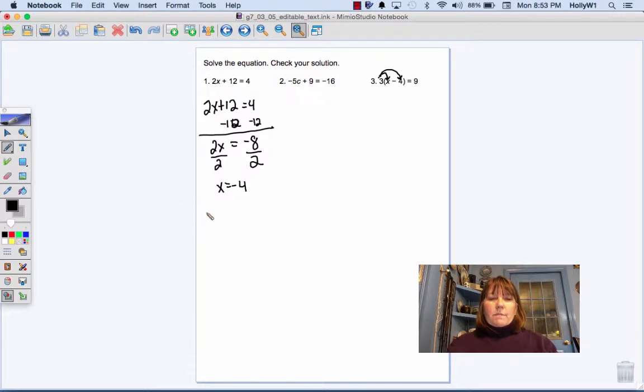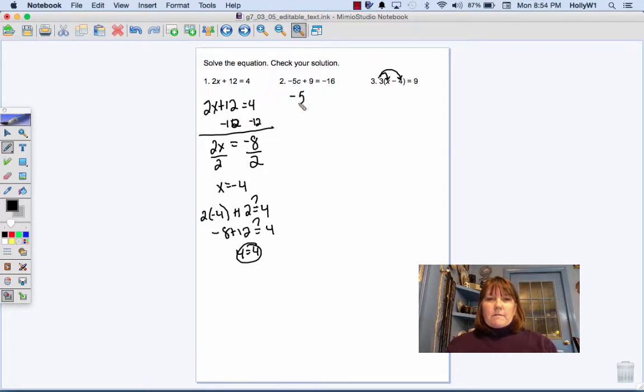And does that work if I put that back into the equation? So 2 times negative 4 plus 12, is that equal to 4? Well, 2 times negative 4 is negative 8. Negative 8 plus 12, we're asking if this is true. Is that equal to 4? Well, negative 8 plus 12 is 4, and 4 is equal to 4. So that is correct.